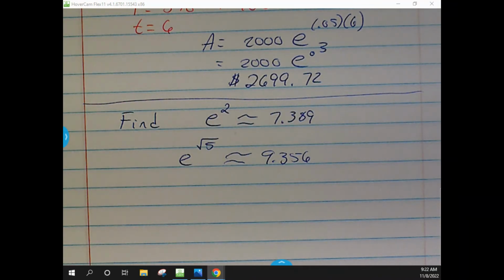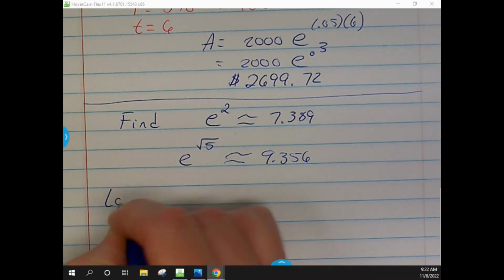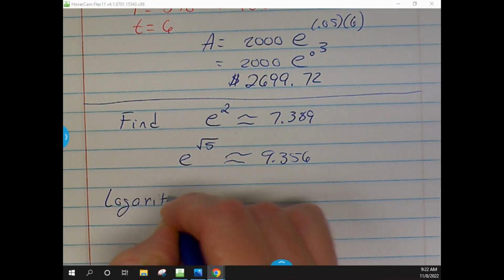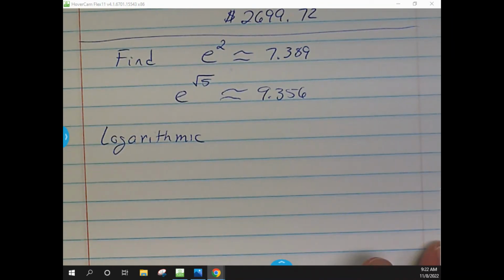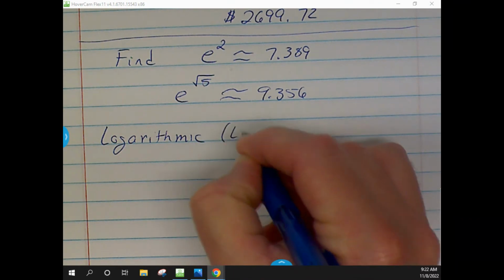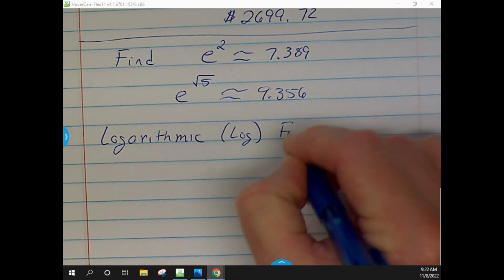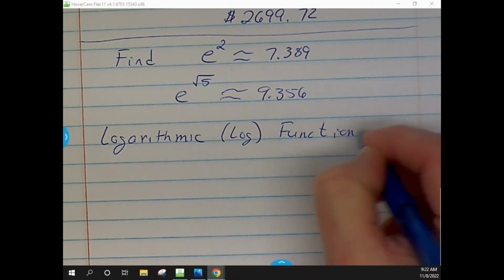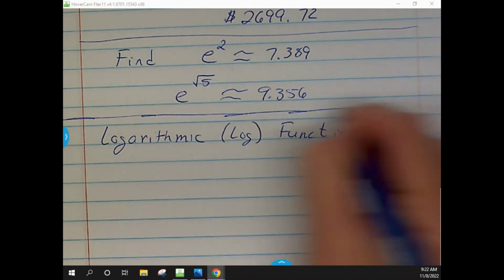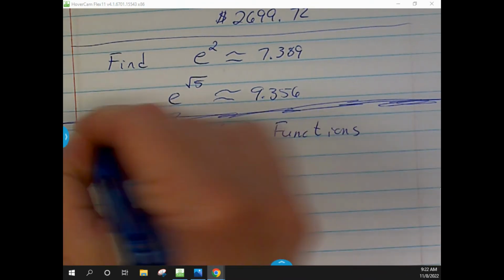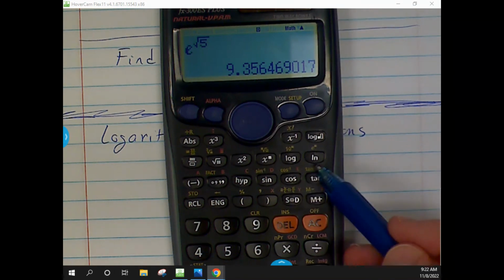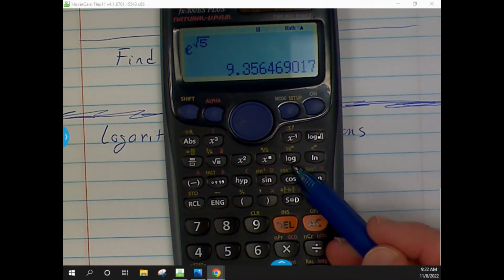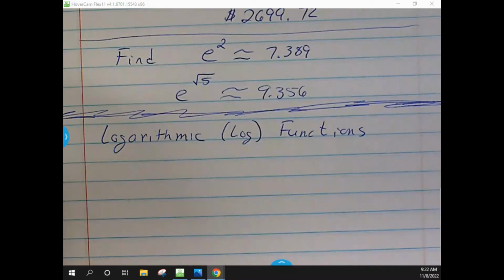Okay, so that's moving on from the E powers. So here's the new thing we're going to do. Logarithmic, which we're not going to call logarithmic because that's a big word. So for short, we're going to call them log functions. Is this note 15 or 14? Let's just stick with 14 on this one. Yes, we're doing log functions. And if you notice on the calculators, right beside the LN button is the word log. So that's the button we're going to be using when it comes down to this part.